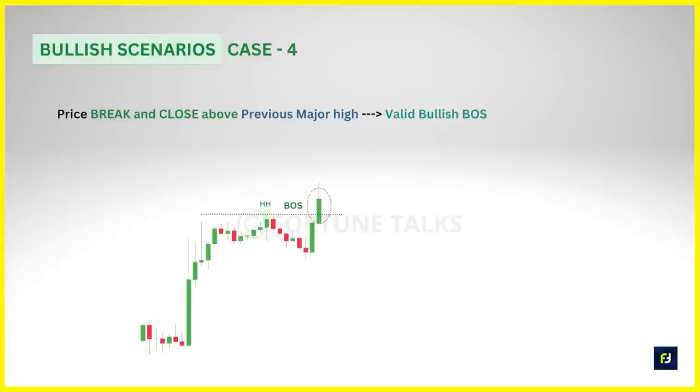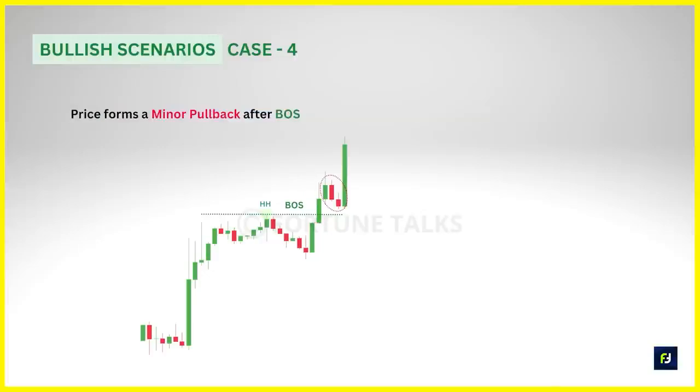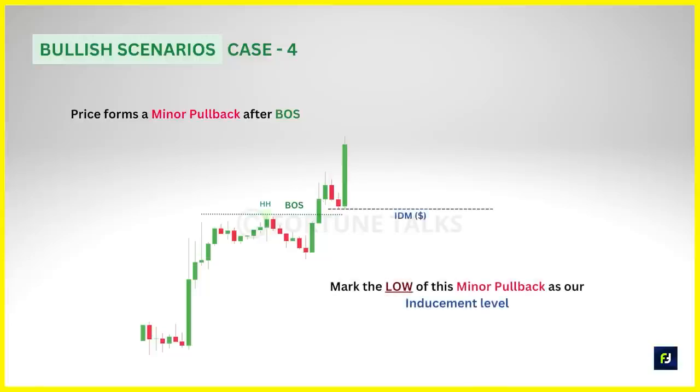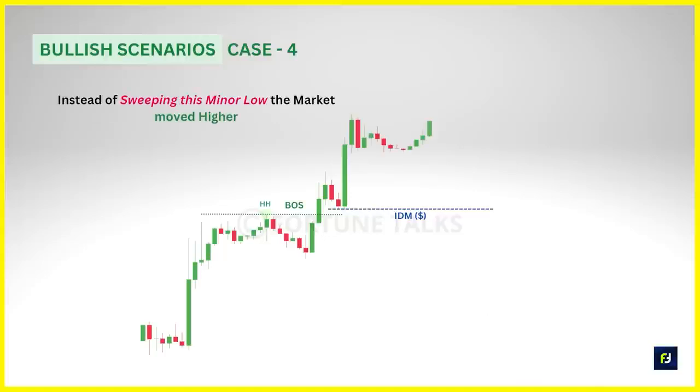Here the price gave a clean breakout above the previous higher high. So it is a valid bullish break of structure. Then the price moves higher and forms a minor pullback. So as per our rule, we will draw a line at the low of this pullback and mark it as our inducement. Now did the price return to grab the liquidity? No, the price did not come back. Instead, the market moved higher and then it formed another minor pullback.